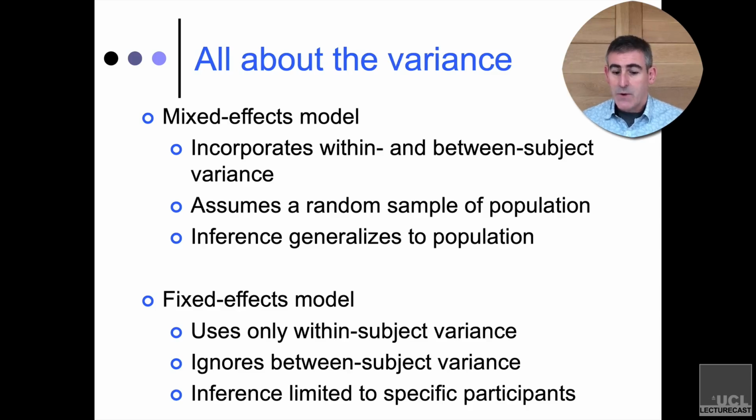In contrast, when we're doing a fixed effects model or fixed effects analysis, then we're going to throw out between subject variance and only make use of the within subject variance. The importance of that is if you only consider within subject variance, then the inferences that you can draw are specific to the participants in your experiment. That is to say, you cannot generalize to a wider population because you've thrown out the between subject variance, which is what allows you to generalize to that larger population. Instead, what you can say is, look, this is what's happening in this set of participants, and that's perfectly fine, but is very much more limited, as you can imagine.